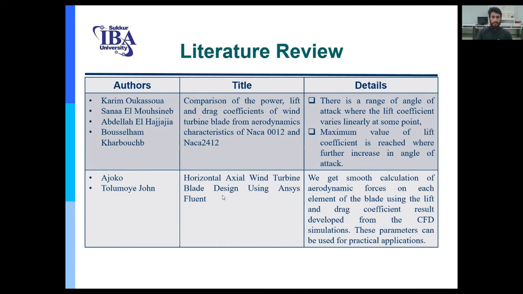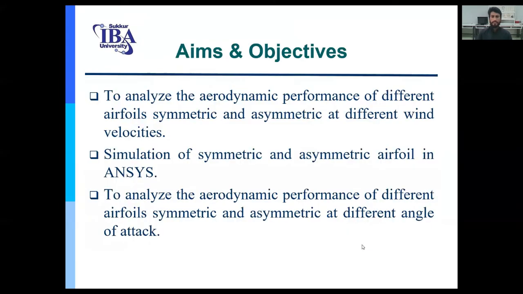And the fifth paper title is Horizontal Axial Wind Turbine Blade Design using Ansys Fluent. In the detail of this paper, we get smooth calculation of aerodynamic forces on each element of the blade using the lift and drag coefficient results developed from the CFD simulation. These parameters can be used for practical applications.